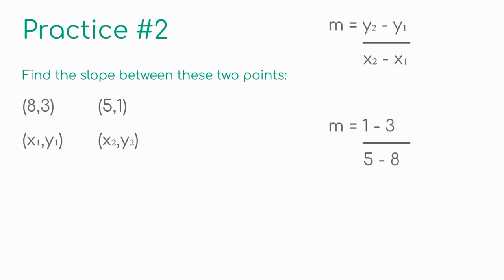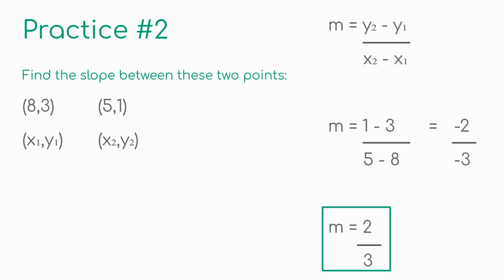1 minus 3, so if you plug this into your calculator, 1 minus 3 is negative 2. 5 minus 8 is negative 3. So I have negative 2 over negative 3. But this is improper. If you have a negative over a negative, those cancel out and you get positive 2/3. So in order for your slope to be negative, only one of the numbers would be negative. If I had negative 2 over positive 3, that would be a slope of negative 2/3. If I have a positive over a positive or a negative over a negative, my slope is positive.